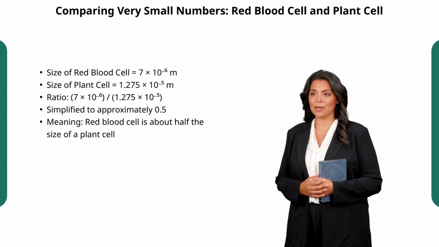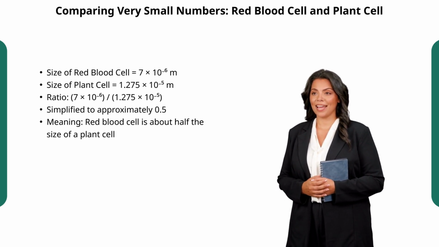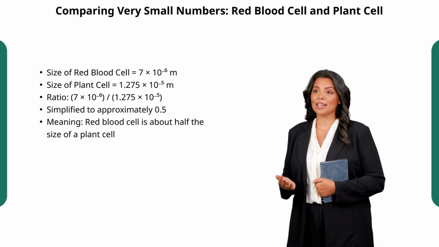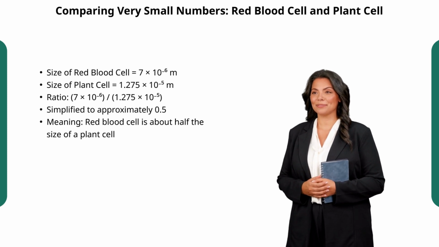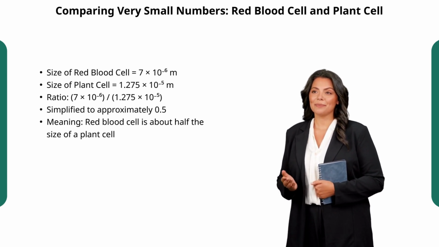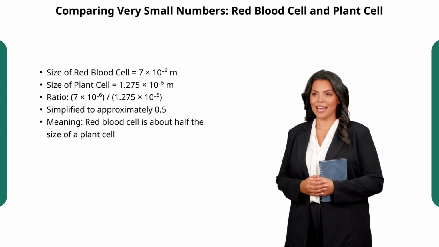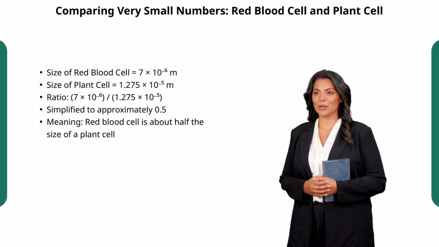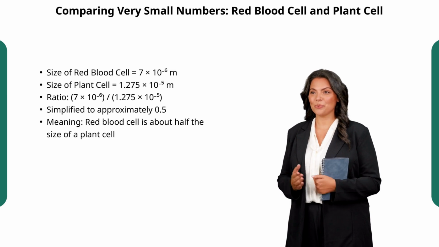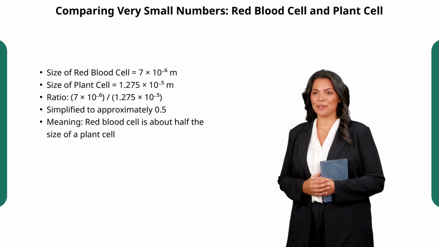That is, (7 times 10 to the power negative 6) divided by (1.275 times 10 to the power negative 5). Subtracting exponents, this becomes 7 times 10 to the power (negative 6 minus (negative 5)) divided by 1.275. That simplifies to 7 times 10 to the power negative 1, divided by 1.275.